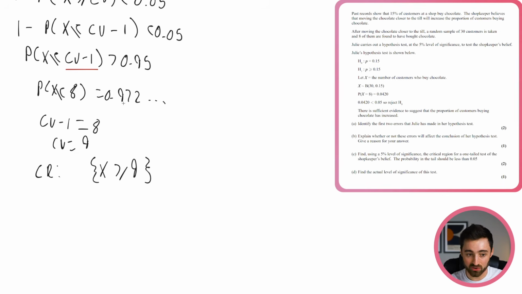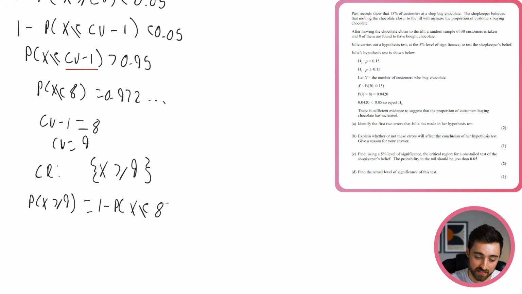So what I need to do here is find the probability of me being in the critical region. So the probability that x is greater than or equal to 9 is just 1 minus this, isn't it? It's 1 minus the probability that x is less than or equal to 8. Do I still have this in my calculator?